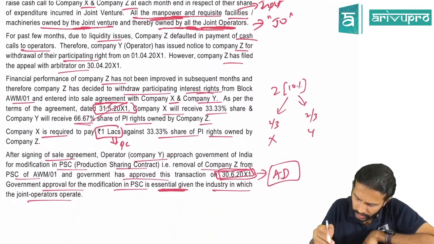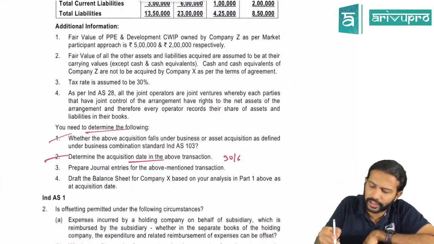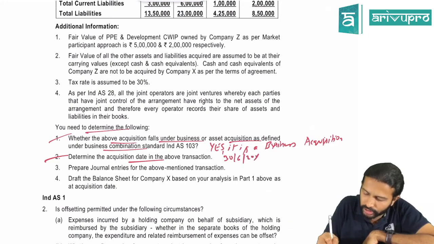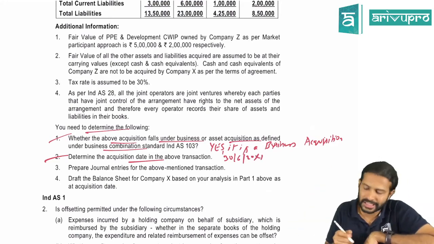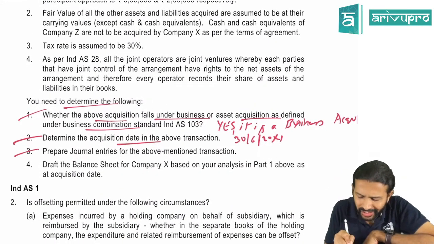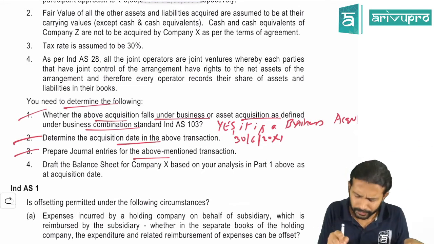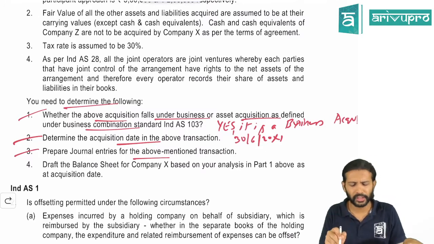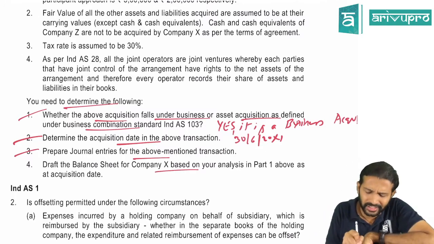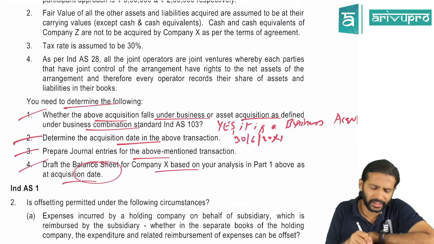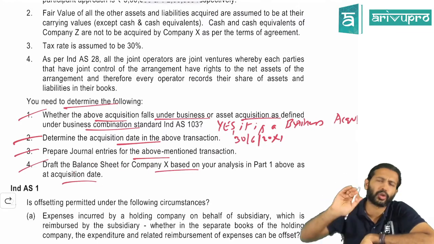Yes, 30th June 20x1, the date on which the government has approved, because government approval is absolutely necessary over here. Pass journal entries for the above mentioned transaction in the books of X, because Y's data and all they have not given. X's data only you need to do over here. And redraft the balance sheet of X as at the acquisition date, after the acquisition.